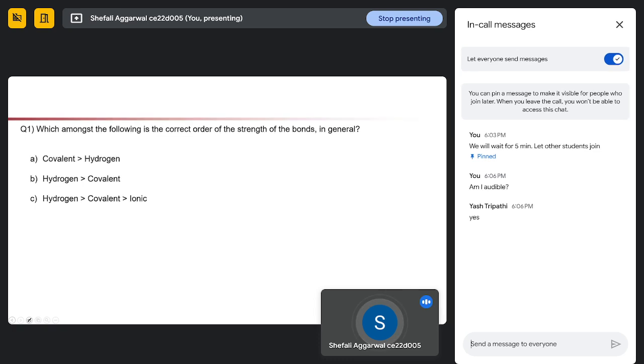Anyone who wants to guess the answer? A. Okay, correct answer. We have seen that covalent and ionic are the types of strong bonds, and hydrogen and van der Waals are types of weak bonds. So if we talk about the strength of bonds, we would say covalent is much stronger than hydrogen bonding.